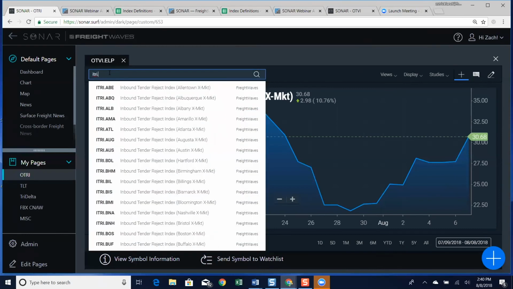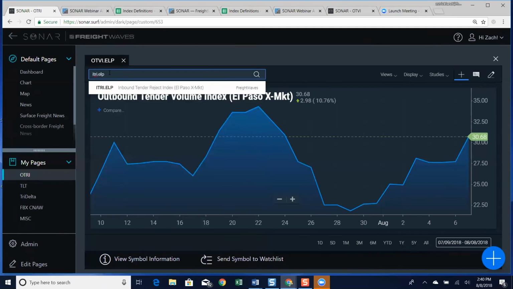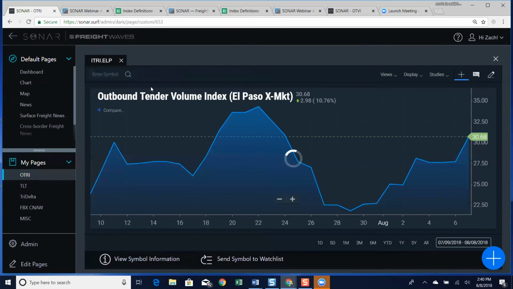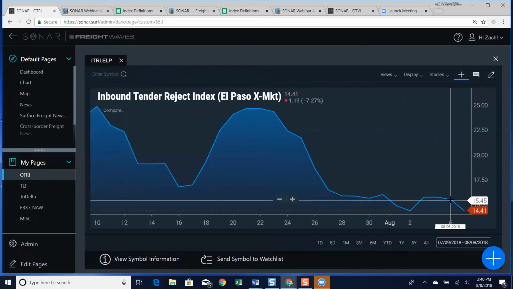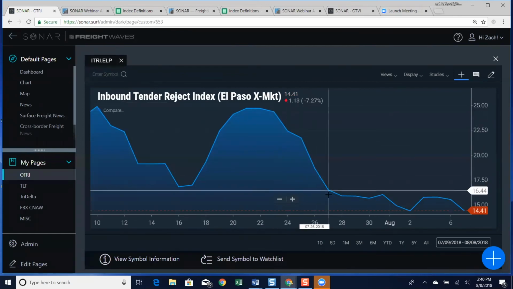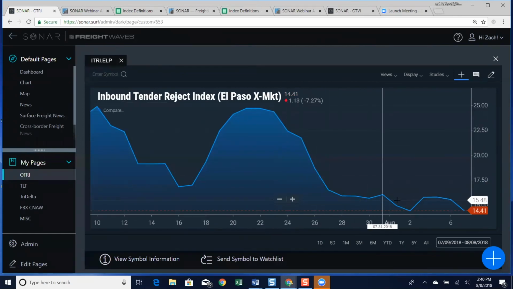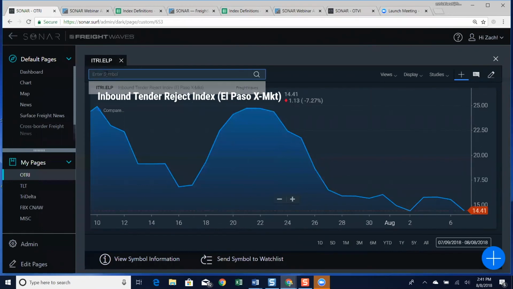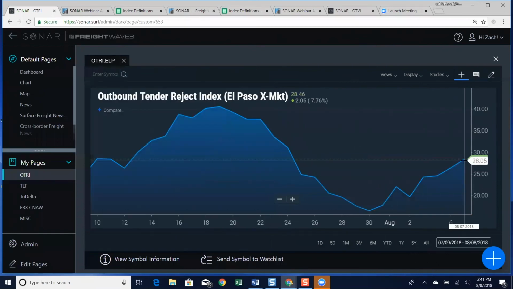I now can think about potentially accepting an inbound into the El Paso market, which some carriers have already figured out. As I pull up the inbound tender rejection index into El Paso, you can see that a lot of carriers have already figured out, I need to get trucks positioned in the El Paso area to cover this freight. And even so, there is still an elevated amount of tender rejections out of El Paso. So you can still charge a good rate for it.